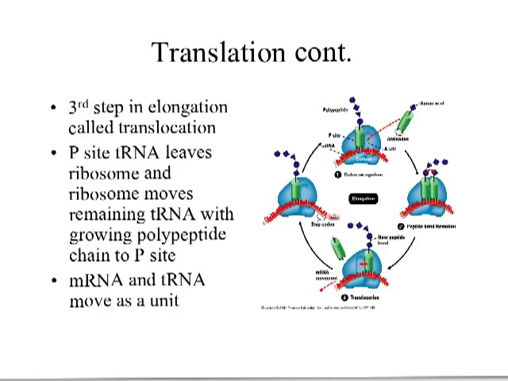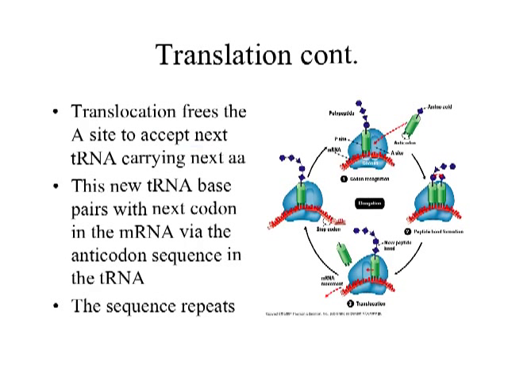This step here where it shifts over is called translocation, where the P site tRNA leaves the ribosome and the A site tRNA moves over to the P site, allowing another tRNA to come into the A site to bring its amino acid to hook up with the polypeptide chain. And this happens over and over and over again, and it repeats until we get to the stop codon.